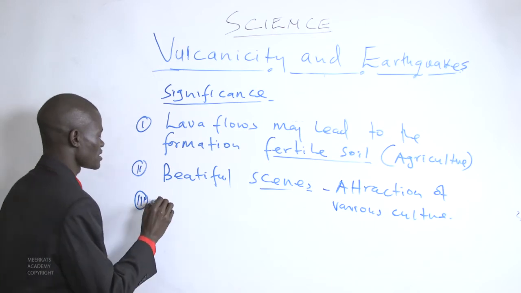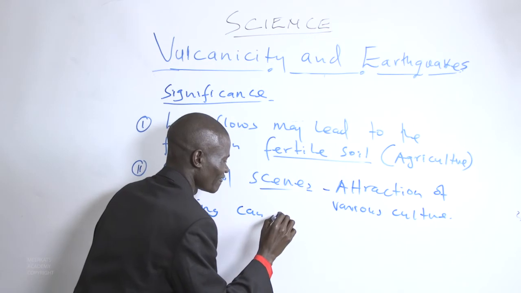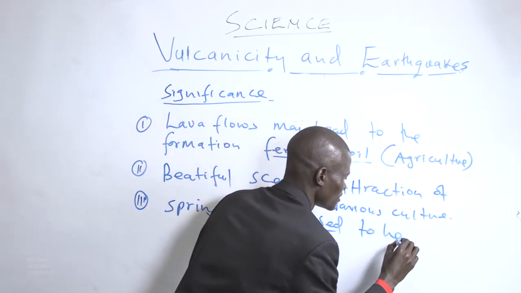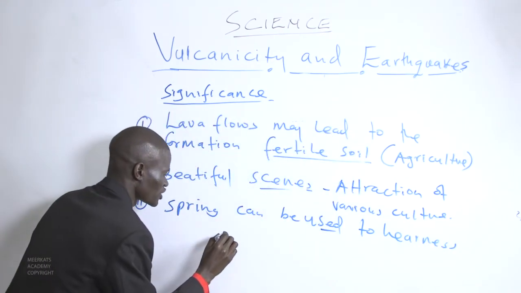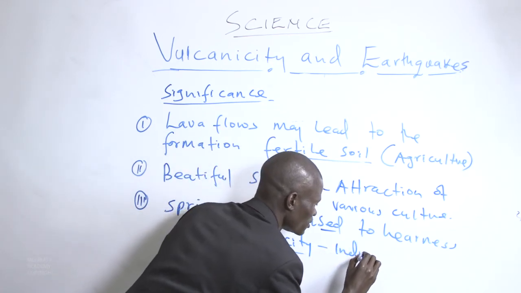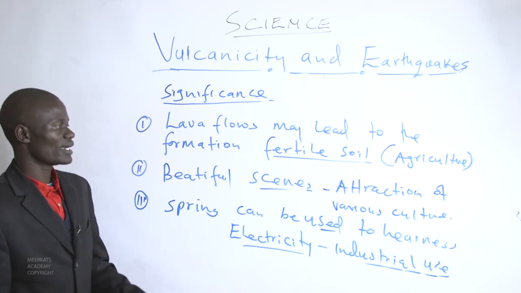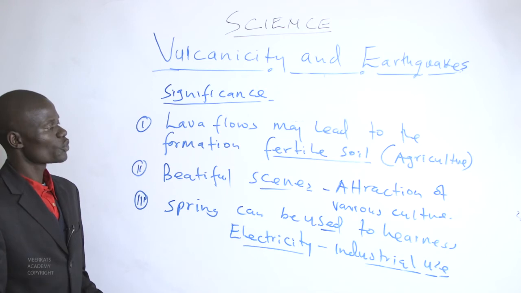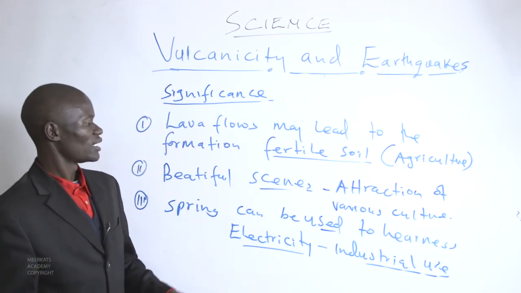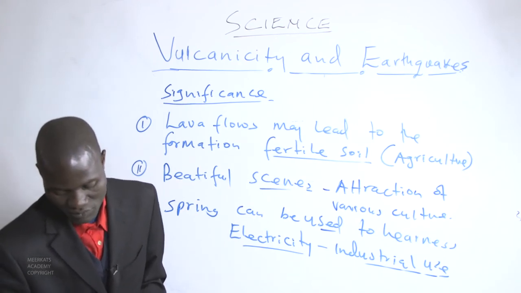And eventually, let's look at some of the springs, which can be used to harness hydroelectric power, to harness electricity. That is very positive. And electricity can be used in both domestic and industrial use. That means we can tap some energy in the same regions where there are springs and steam jets. And this water can also be channeled to various areas when it is piped. Some of them can be economical. They have economic significance over the Earth's surface and for the sake of human beings.